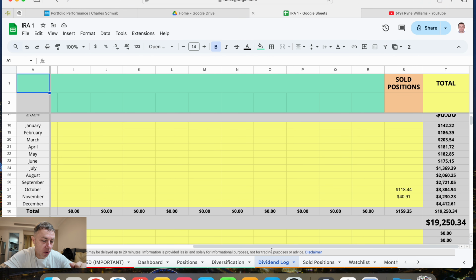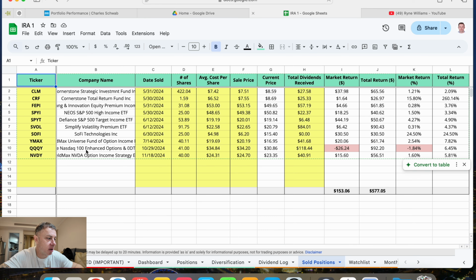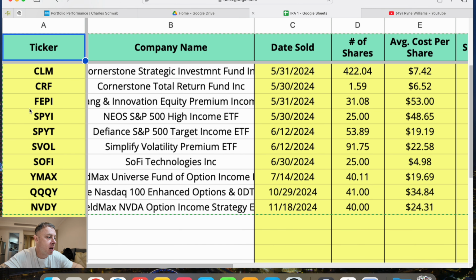And then if you go look at the sold positions, what I was telling you about, see, I had all these in the portfolio and I sold them. CLM, CRF, FIRE, SPY, SVOL, SOFI, YMAX, QQQY, and NVIDIA. I had all these in the portfolio and I sold them all. And I did sell them all for profits. But I just had too many things in this small portfolio. So I basically sold all that stuff to increase the income. And then I'll come back to some of these later at a later point in time probably.